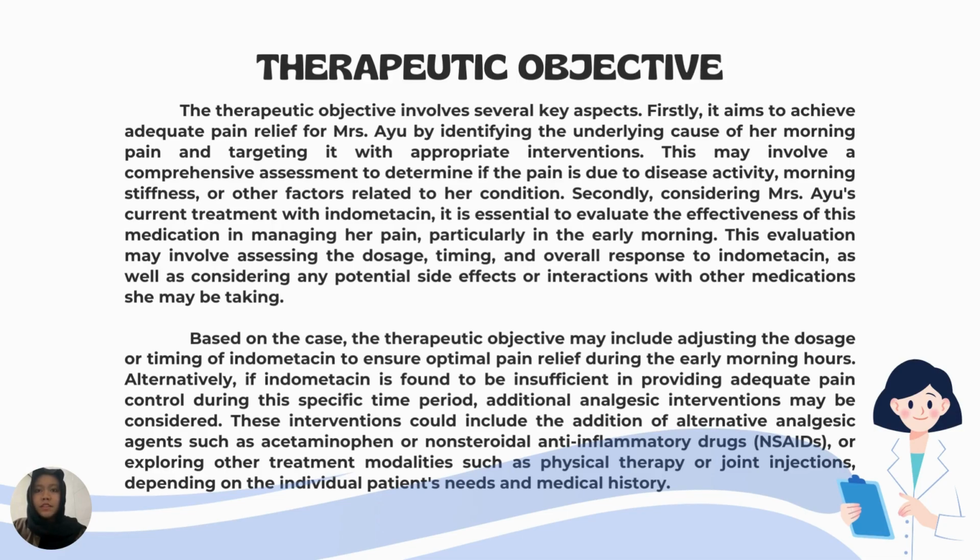Alternatively, if indomethacin is found to be insufficient in providing adequate pain control during the specific time period, additional analgesic intervention may be considered. This intervention could include the addition of alternative analgesic agents such as acetaminophen or non-steroidal anti-inflammatory drugs, or exploring other treatment modalities such as physical therapy or joint injection, depending on the individual patient's needs and medical history.